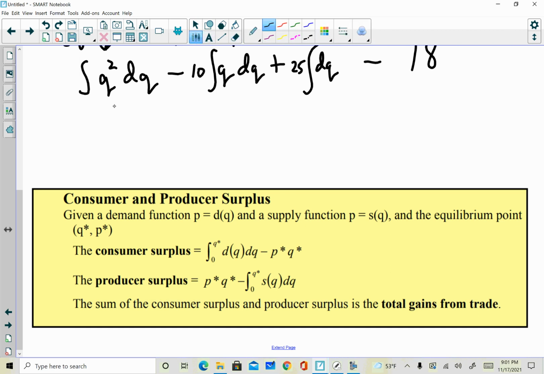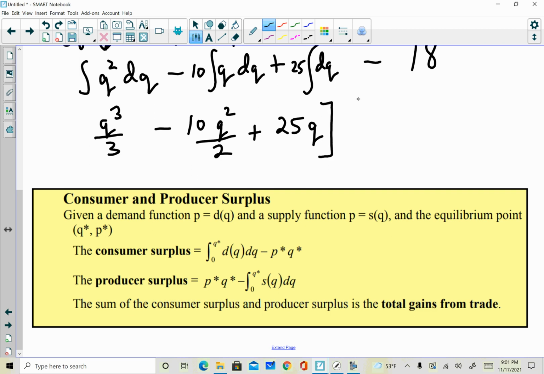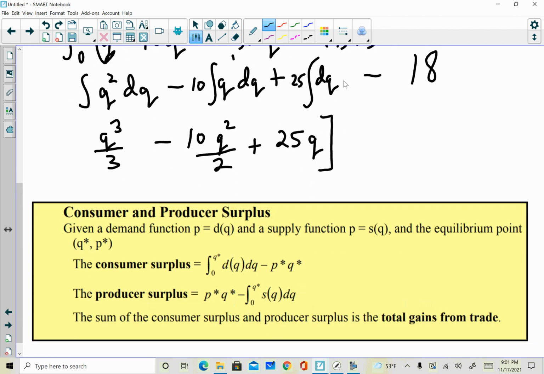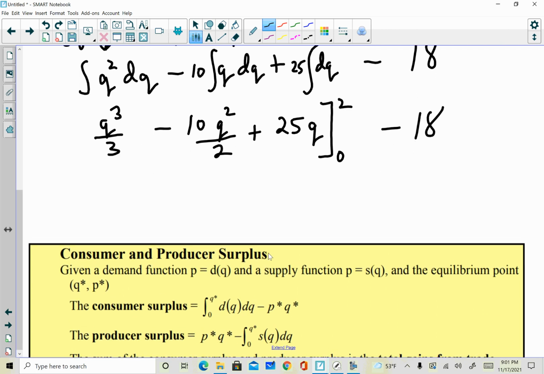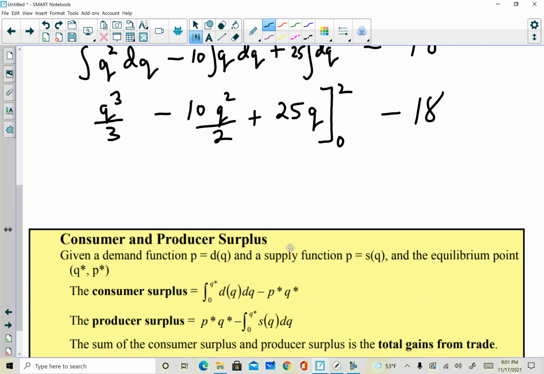The integral of Q squared dq is Q cubed over 3. Copy the minus, copy the 10. The integral of Q dq is Q squared over 2. Copy the plus, copy the 25. Integral of dq is Q. Bracket, and this is 0 to 2. Don't forget minus 18. All the Q's are going to be replaced with 2.